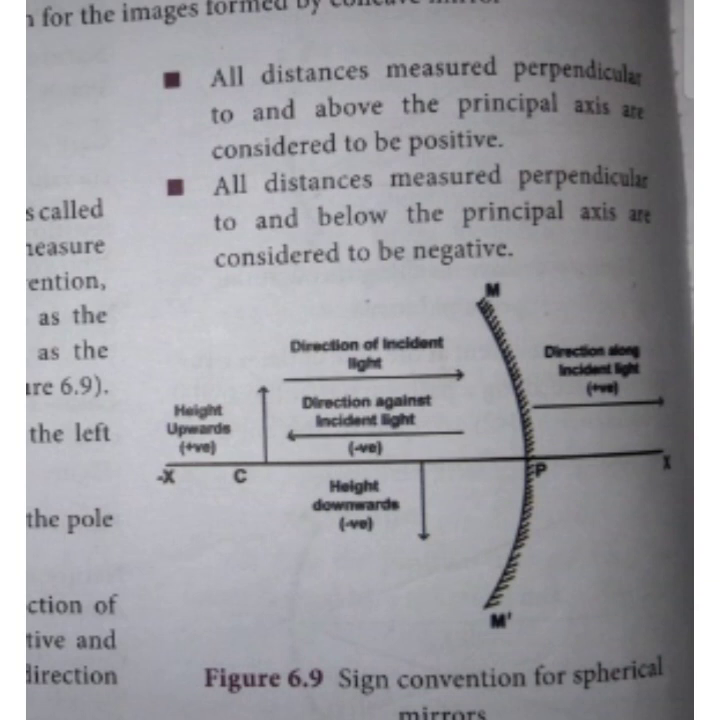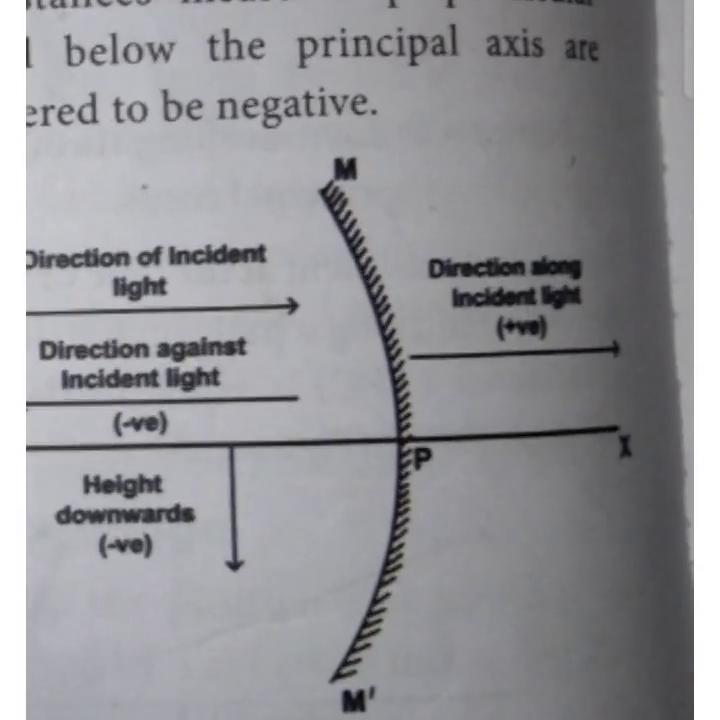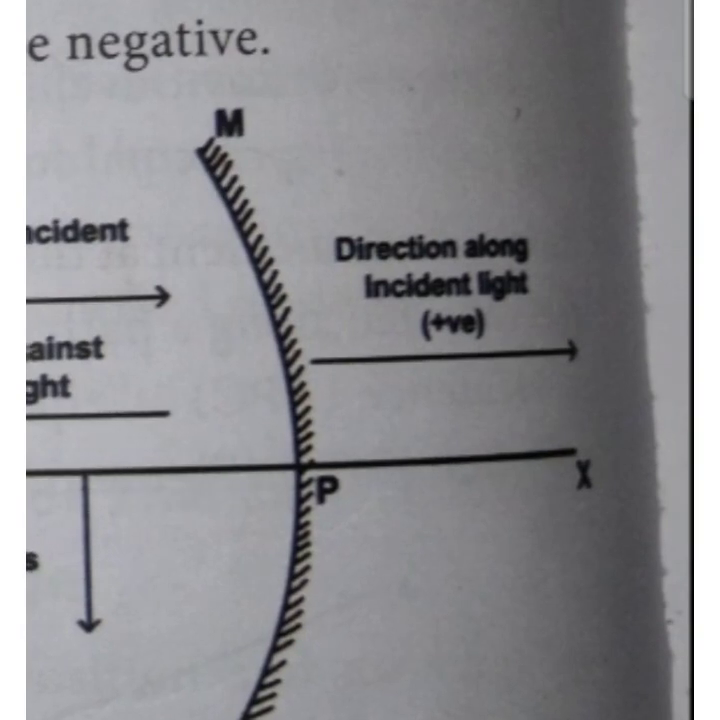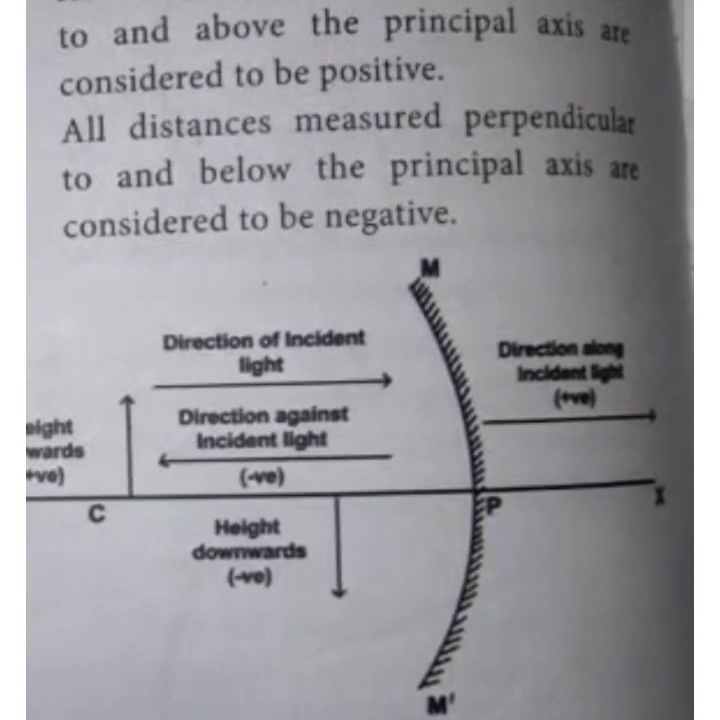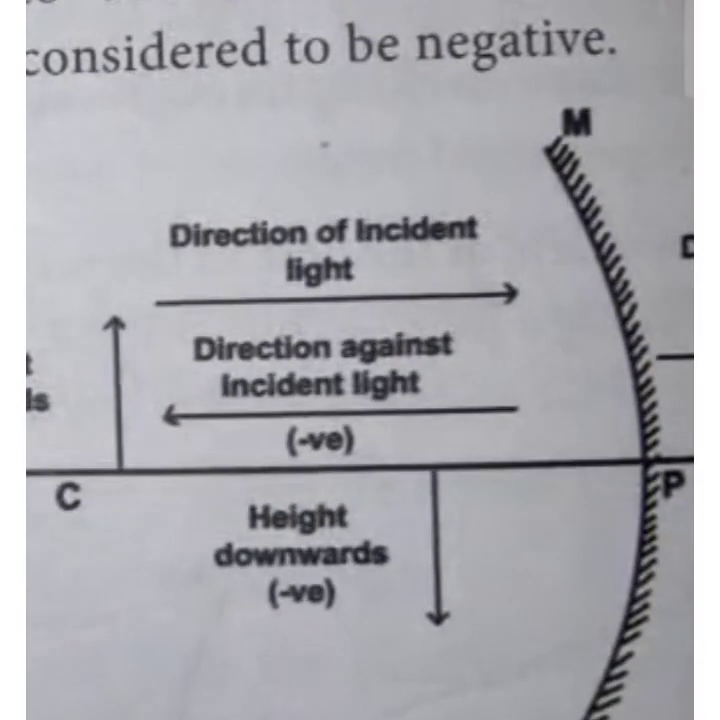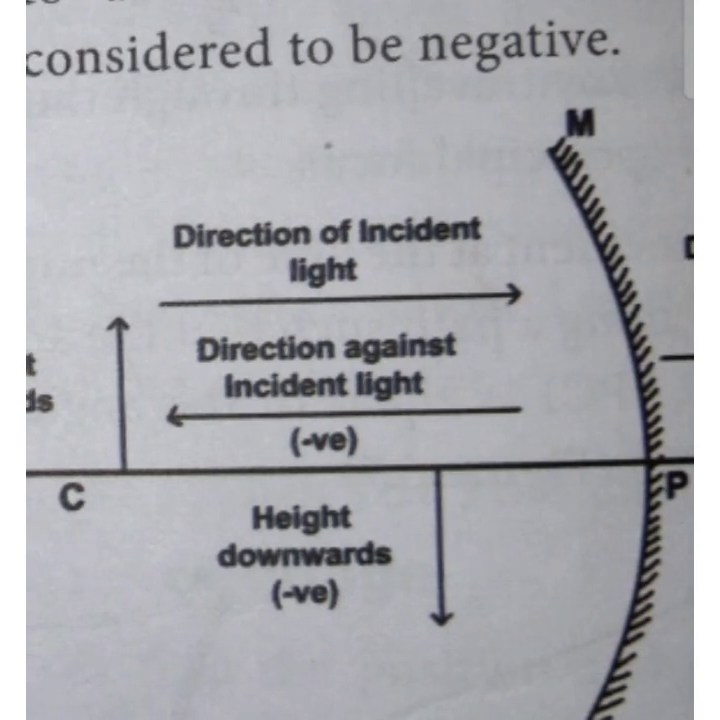Okay, then the distance measured in the direction of the incident light are taken as positive. You can see the direction, if it is along the incident light, that is taken as positive. Here, if it is against the incident light, it is taken as negative. That is the third point.